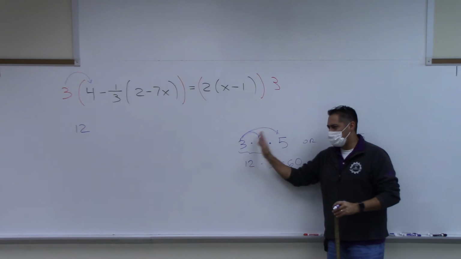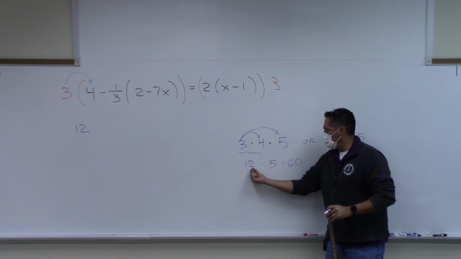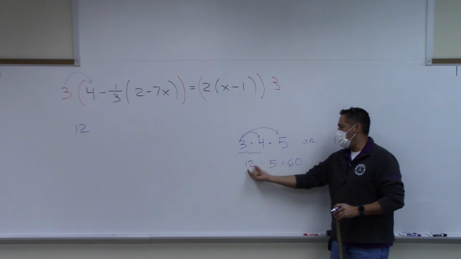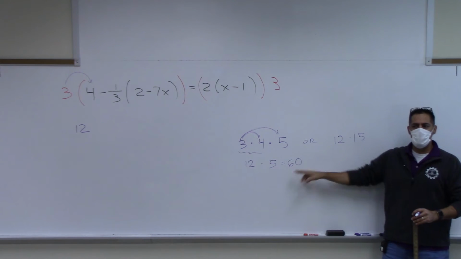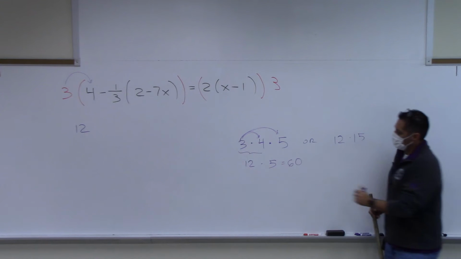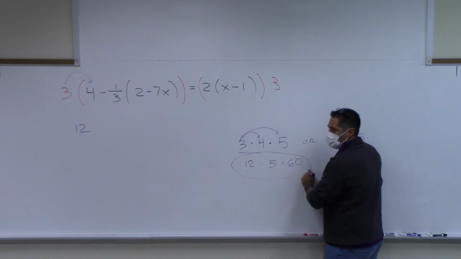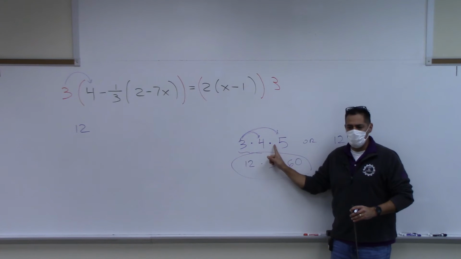One of them is like a distribution of the 3 to both of them. The other one is group those, put them together, multiply, and then the 5 times that answer. You'll see you're going to get two different answers. So the question is, which one is it, right? It's this one, okay? You never distribute multiplication through multiplication.